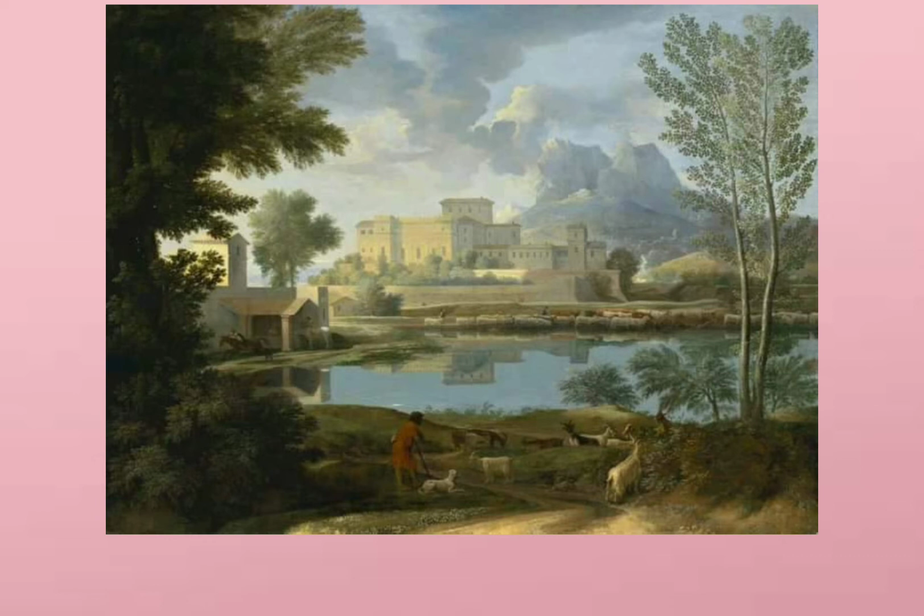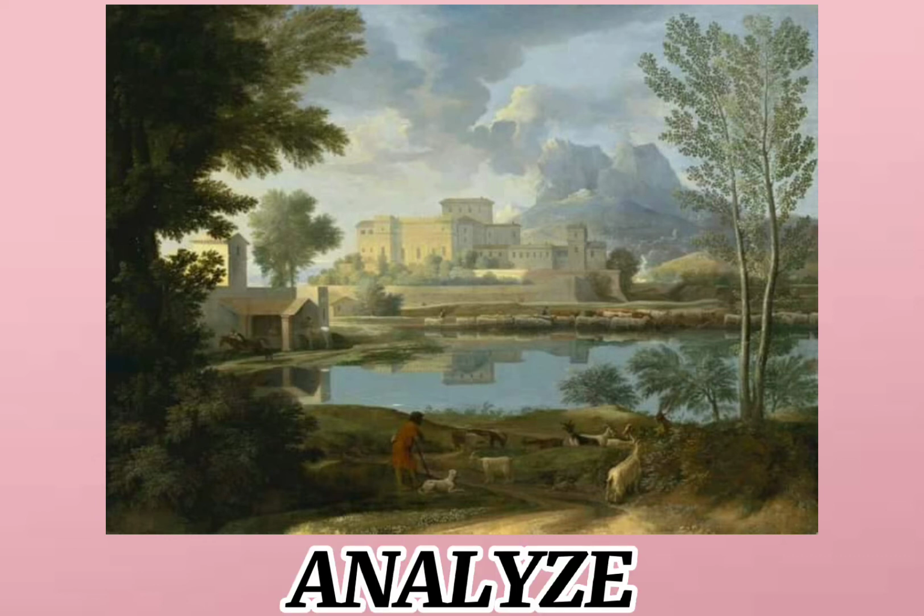Step 2 is analysis. This is where I'm going to look at the elements of art that the artist used and look for ways that the elements are working together to create the artwork. Okay, so let's analyze Landscape with a Calm by Nicolas Poussin. There are many effective combinations of elements and principles in this painting.